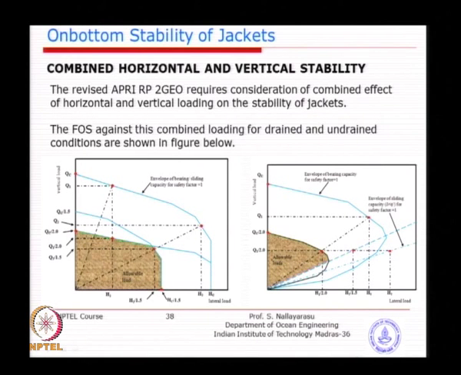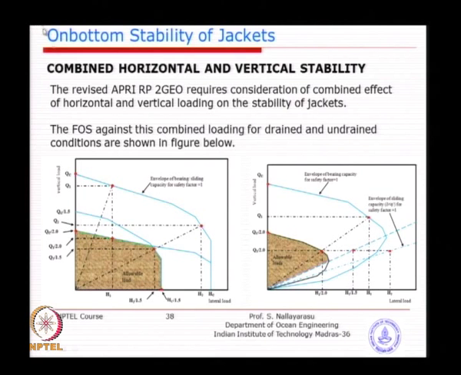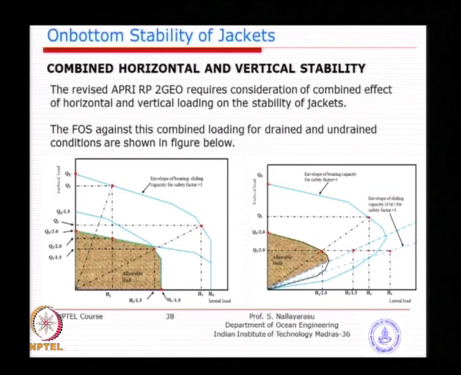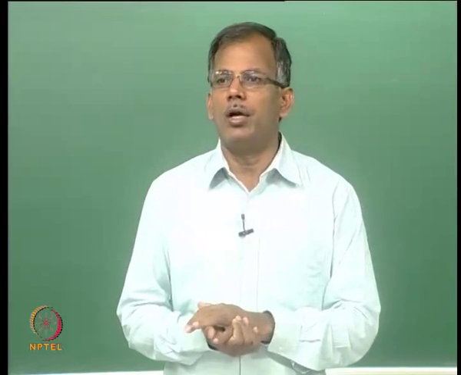Now API also suggests in the recent revision, earlier we used to have RP2A, which is a combined code that includes structure and foundation. The last 2-3 years back they removed the geotechnical portion, and separately a code has been revised and introduced, called API RP2 Geo, which includes almost all aspects of foundation design including piles and mud mat. This has come into effect only last year, and basically they have asked us to incorporate the effect of both the horizontal and vertical load.